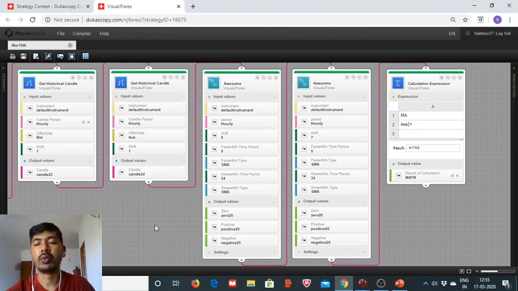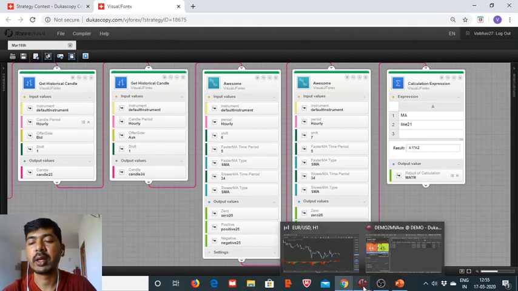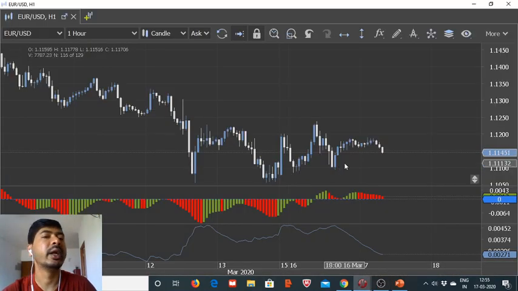We need to do the necessary calculation and pinpoint the entry and the exit point, and that's why we have been careful so far.